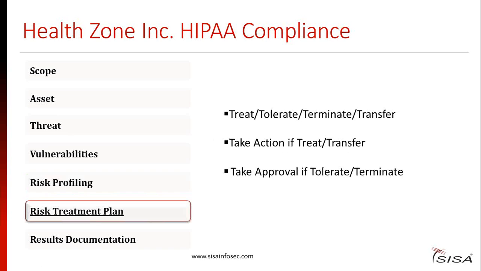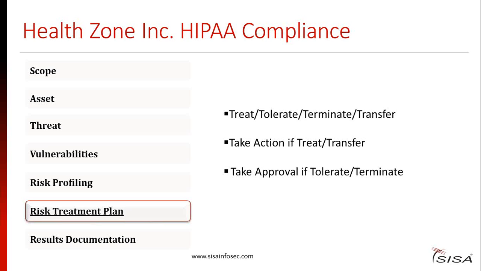Once the risk profiling is done, we have to treat those risks. It's not about just knowing the risk. We have to fix those flaws also. So when it comes to the risk treatment or risk mitigation plan, we have 4 options. Health Zone can pick any of these 4. Either they can treat the risk, deploying some control, or they can tolerate the risk. They can say that it is within my acceptance criteria and I am going to tolerate this particular risk.